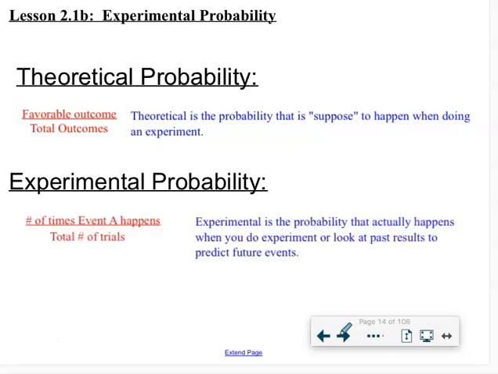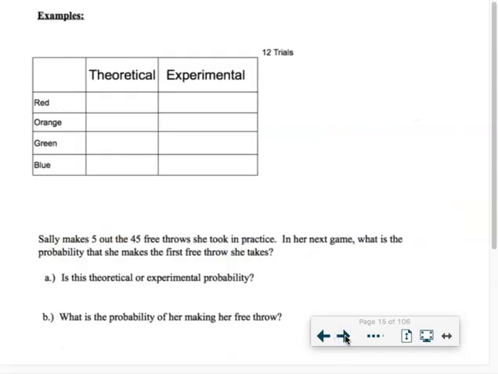The new one today is experimental. So this is what actually does happen. Experimental is the probability that actually does happen when you actually do the experiment. So this is not theoretical anymore. This is what actually happened or happens. So these two probabilities can and usually will be a different number. So experimental probability is what actually happens. Theoretical is more of a prediction. Most of the time we're going to do theoretical, but experimental has its place too in some things that we will have you look at.